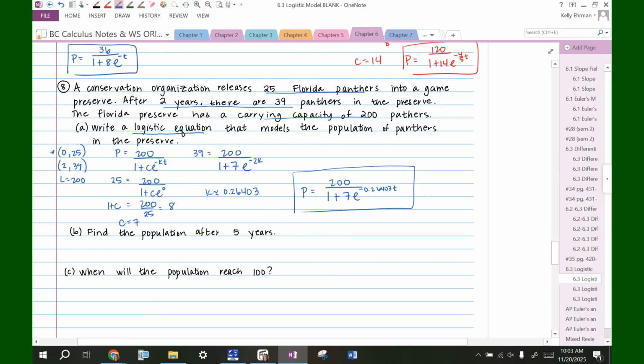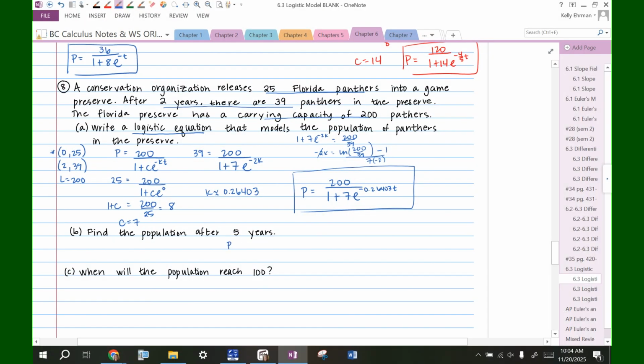If you're worried about that, then of course you can do all of your algebra, swing this over here, divide this over here. You should end up with negative 2k equals ln of 200 over 39, subtract 1, divide by 7, divide that by negative 2. That's the exact value for k, but we can go ahead and give the full decimal that we got off of Desmos, and that's acceptable too. Okay, find the population after 5 years.